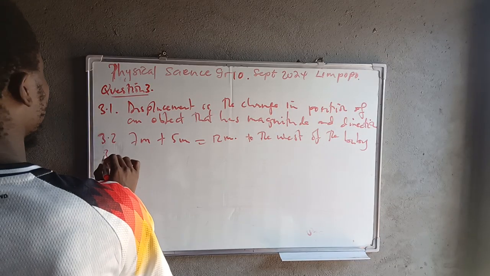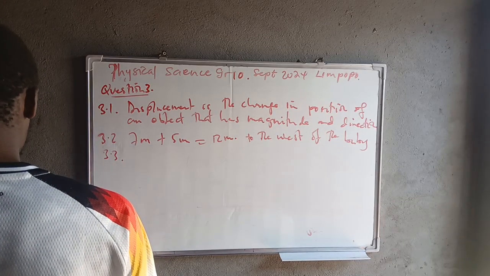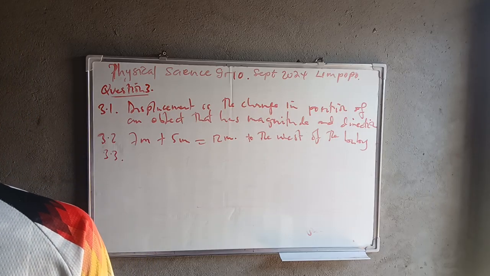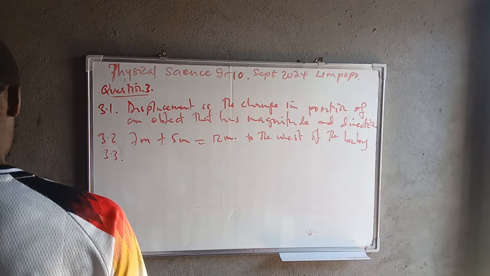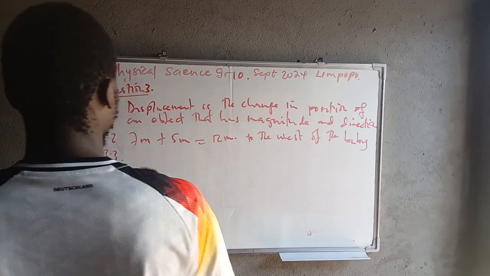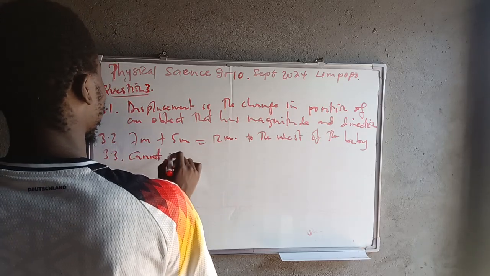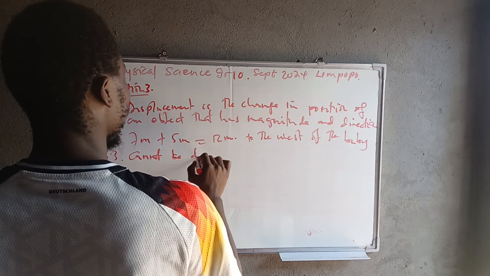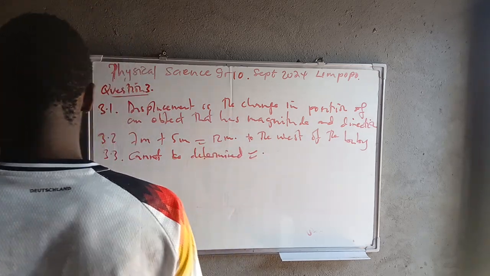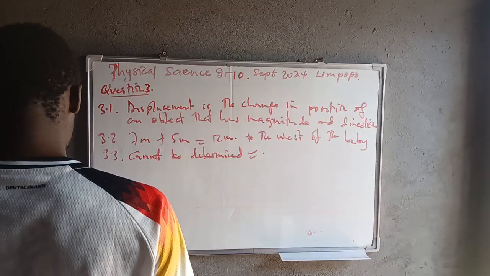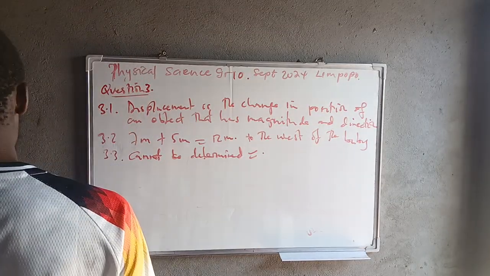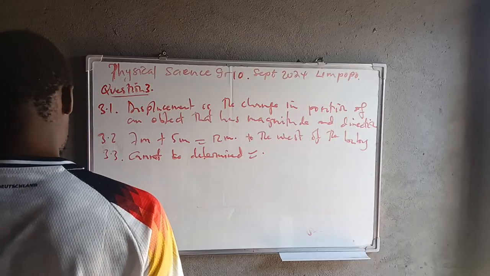Alright, so 3.3. The average velocity of the baby cannot be determined. We cannot determine the average velocity of the baby since it does not give us the time it takes for the baby to move, right?